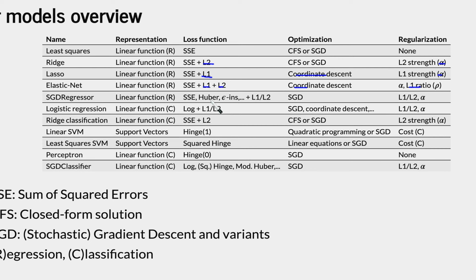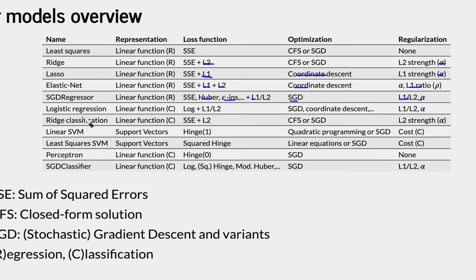And then more generally, we can have the stochastic gradient descent regressor which can emulate all of these and solve them with stochastic descent. And next to these, we also have Huber loss for outliers. We have epsilon sensitive to mimic support vector machines. And we can add L1 or L2 to each of these. And for regularization, you have to choose between L1 or L2 and then tune alpha.